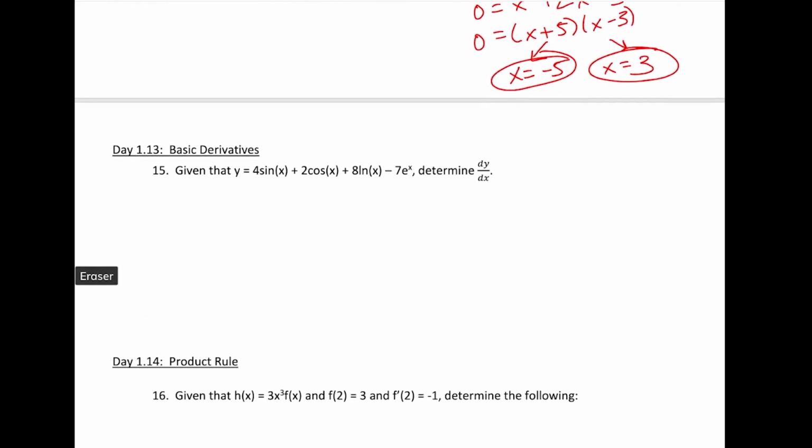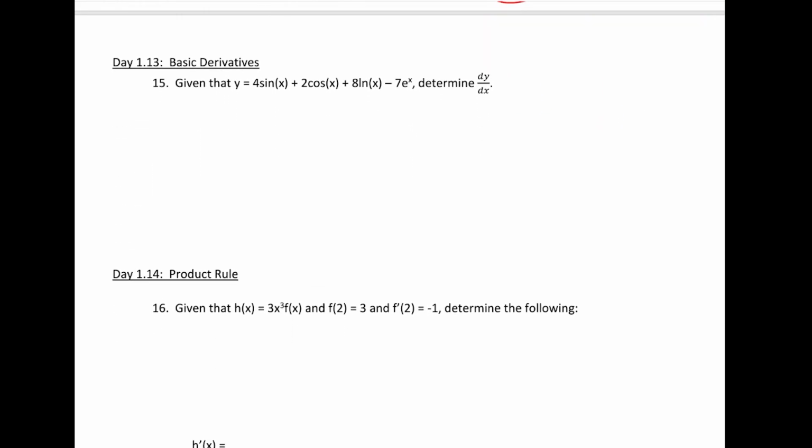Number 15, given this wonky equation for y, determine the derivative. So yeah, this is back when we were first learning about these trig derivatives, and you still need to know them. So we'll just go through this together. So first, y prime, which is going to be equal to dy dx. At the end of the day, I don't really care which notation you use. Use the one that you like better, but you still need to know that they're the same thing.